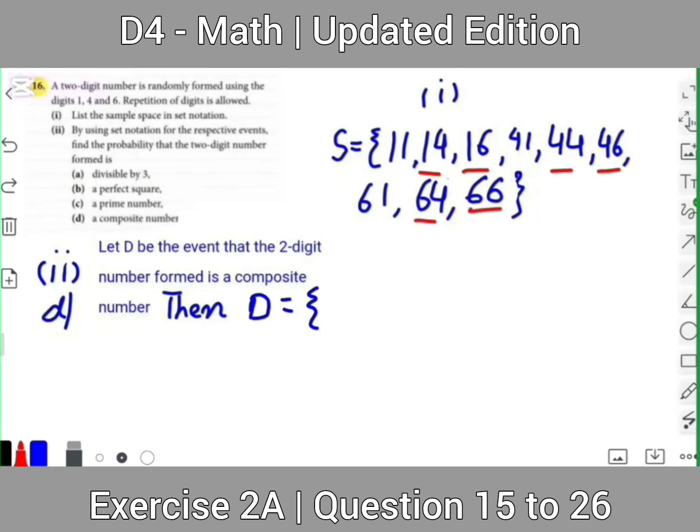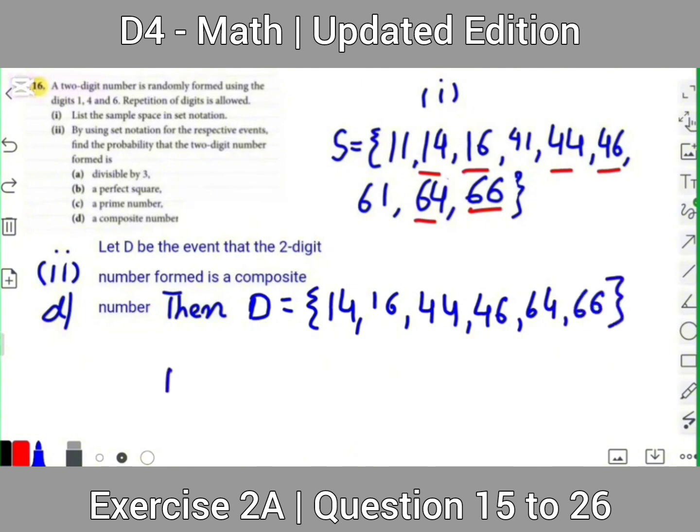So now the event D has elements 14, 16, 44, 46, 64, and 66. And now we can find the probability of the event D by using the formula N of D divided by N of S. The number of elements in the event D is 6, and the number of elements in the sample space is 9, and that simplifies to 2 over 3. So the probability of the event D is equal to 2 over 3.